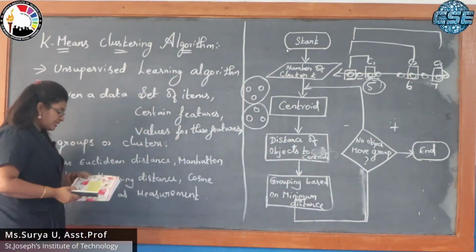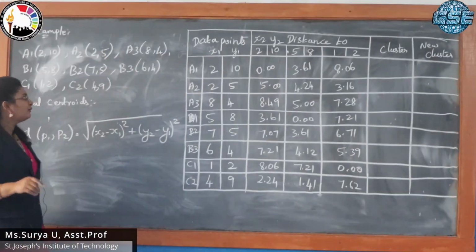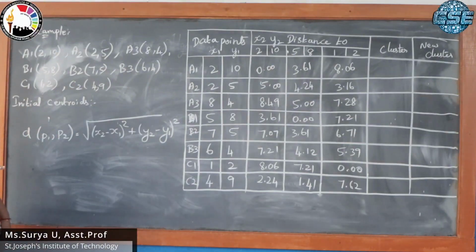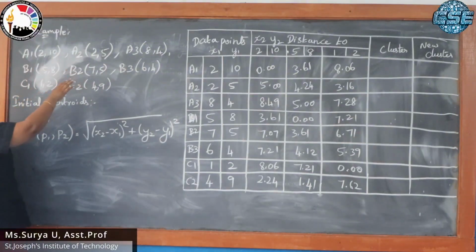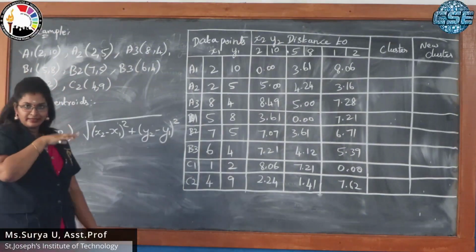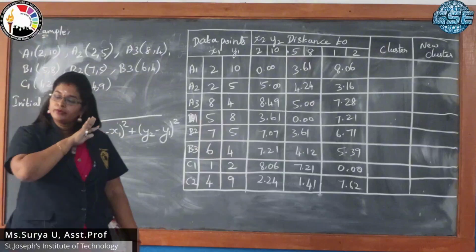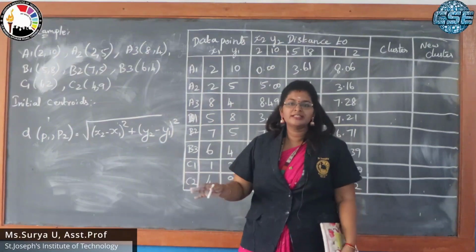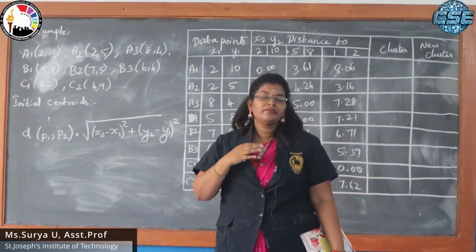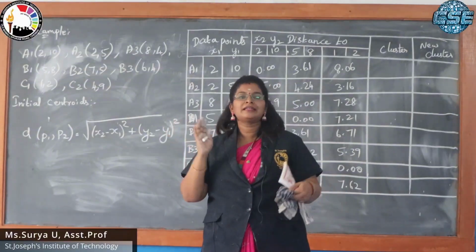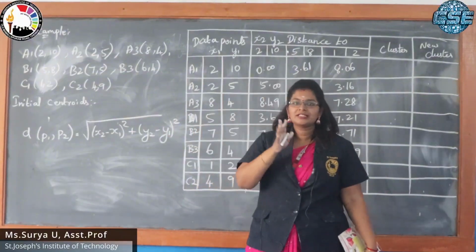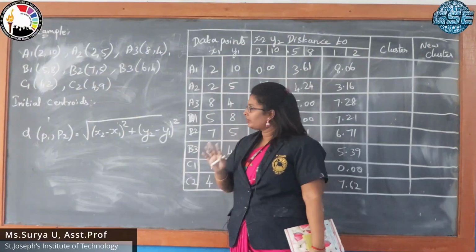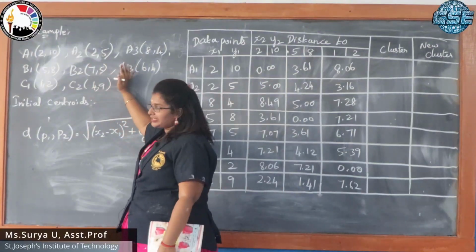Now we'll go with the example. Okay, now we are going to solve this example. I have given some data points like A1, A2, A3, B1, B2, B3 and C1, C2. These are the data points. As I said, you will get the data points in the question itself. They will be providing data points, but all we are going to do is cluster the data points. So which cluster belongs to which data points, that is what the question is. Okay, so these are the data points.